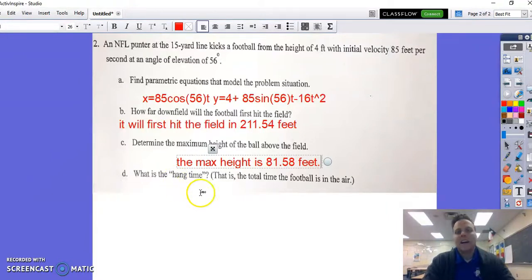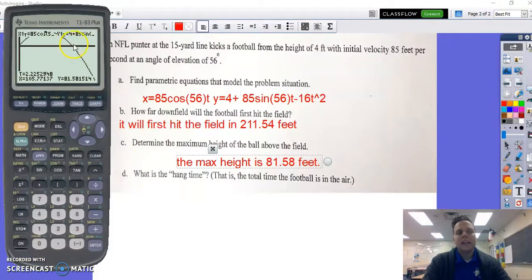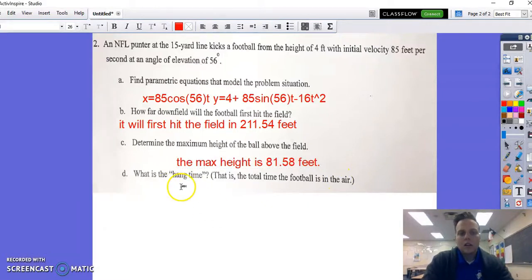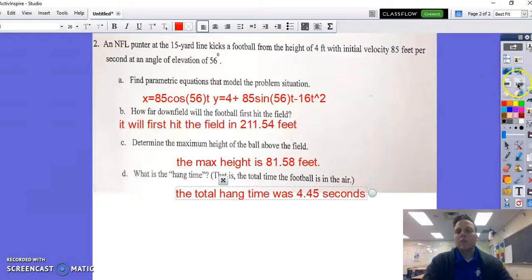What is the hang time? That is the total time the football is in the air. So we go back to right here, and we're just going to see what t is at that point in time. We're going to trace all the way back, and we see that the longest the football was in the air was a total time of 4.45 seconds. So we're going to say the total hang time was 4.45 seconds. Okay, so that answers all these questions.